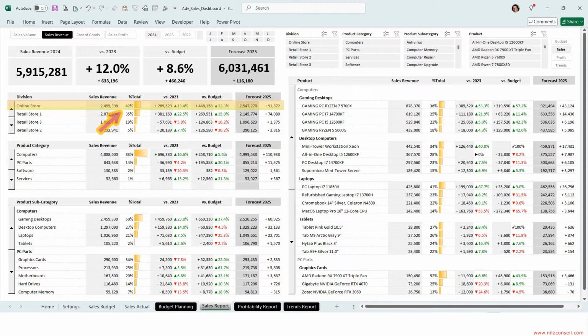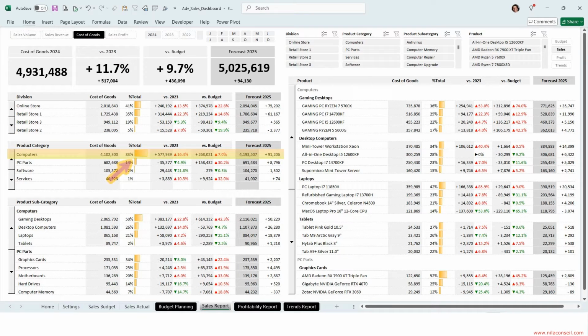Online sales are the biggest source of revenue, they increased by 13% this year. Retail store 3 sales decreased by 5%, it did not reach target sales, its revenue is 10% lower than budget. 2025 sales revenue forecast shows that online revenue will increase by more than $91,000, while store 2 revenues will decrease.